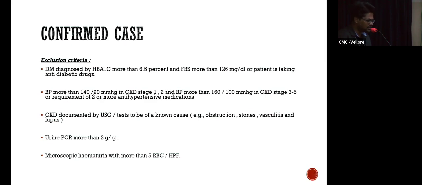CKD caused by obstruction or stones documented by ultrasound, and tests like vasculitis workup, ANCA positive or ANA positive, should be excluded. And the proteinuria should be in the tubular range, that is less than 2 gram. It should not be more than 2 gram per gram. And there should not be any microscopic hematuria, that is RBC 5 or more in the high power field.